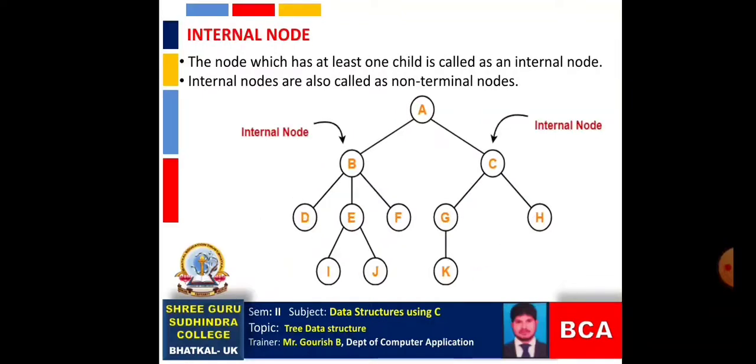Fine. Okay. Next, internal nodes. A node which has at least one child is called an internal node. Otherwise you can say that except for the leaf nodes, all the remaining nodes are internal nodes or non-terminal nodes. See here, G is an internal node because it has one child, that is K. C is also an internal node because it has two children, G and H. So any node which is not a leaf node is an internal node.